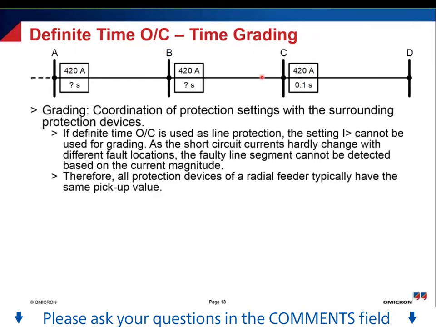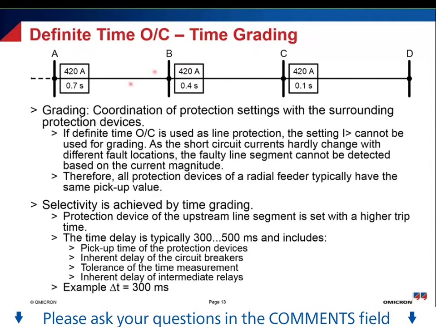And therefore we set the same pickup value for all the relays. You see the relay at B and the protection device at A all have the same pickup value for the current. Now, in order to achieve selectivity, we do a time grading. That means that the protection device of the upstream line segment has a higher trip time than the one before. So we started with the settings here with 0.1 seconds. This is our first setting. And now the upstream relay gets a higher trip time. How will it work in the end?